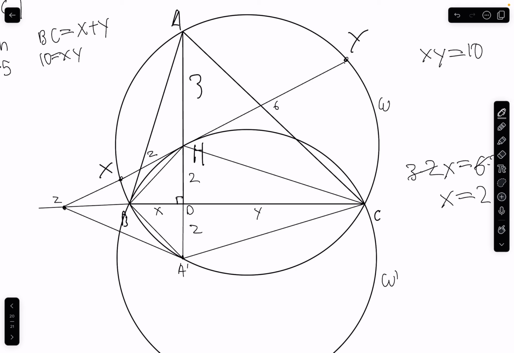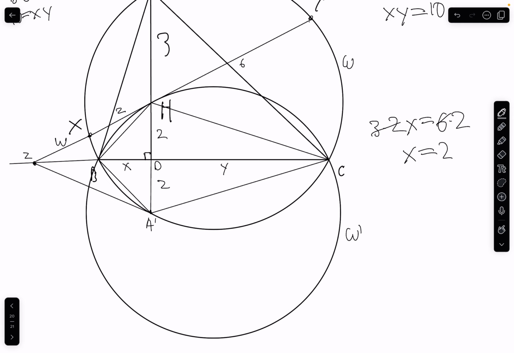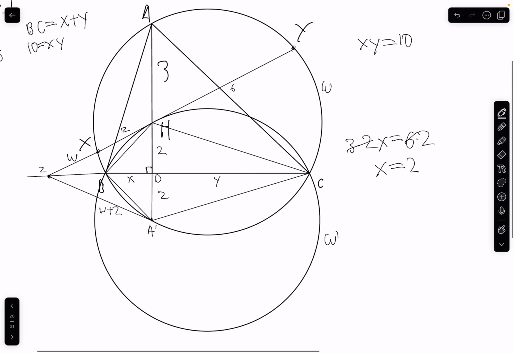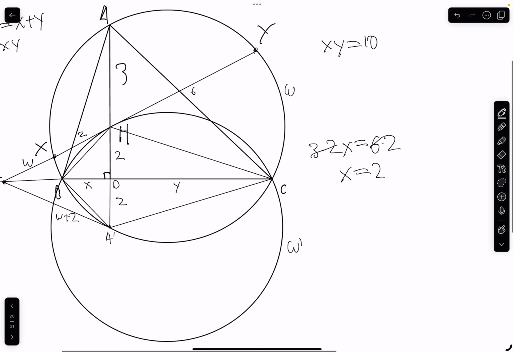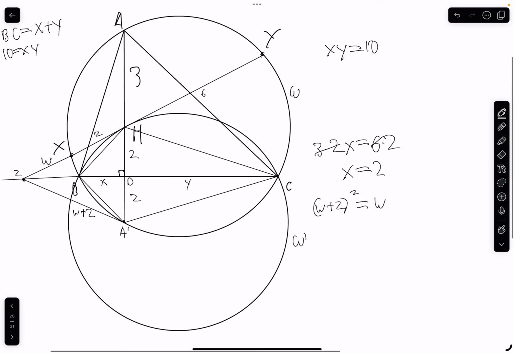So if we refer to ZA with some variable, actually it would be easier to label ZX in this case. Now Z looks too much like a 2, so let's label it W. If we're given that ZX is W, then we have that ZA prime is equal to W plus 2. And since it is tangent to circle omega, we can use power of point again. So we know that (W plus 2) squared is equal to W, or ZX, times ZY, or W plus 8.